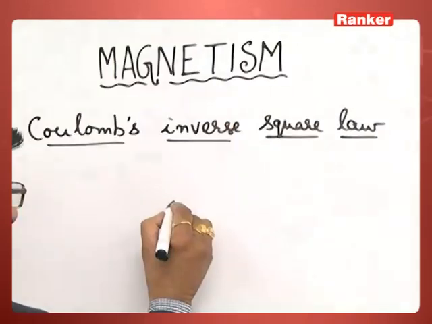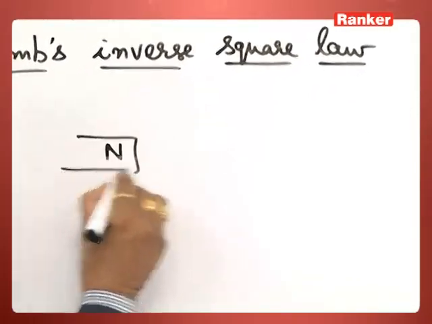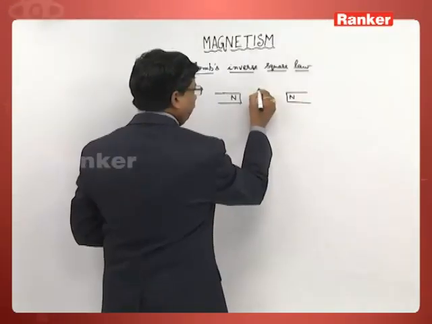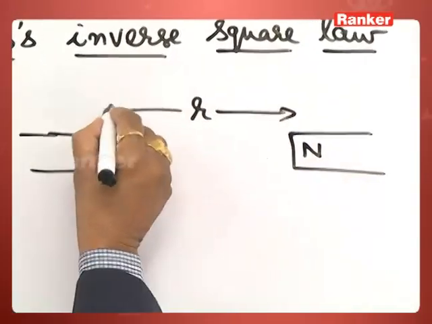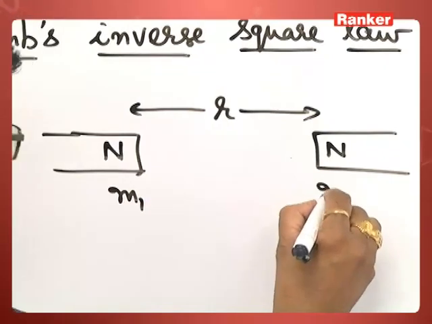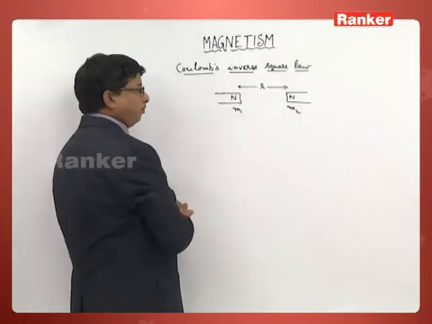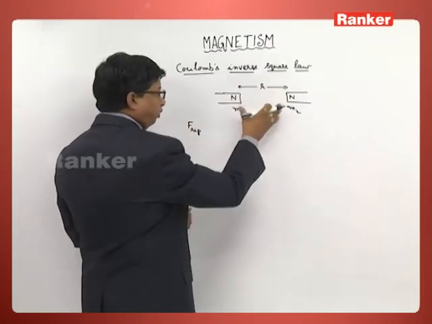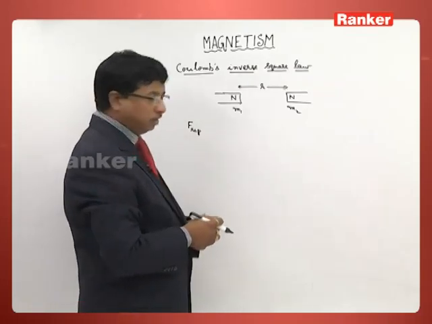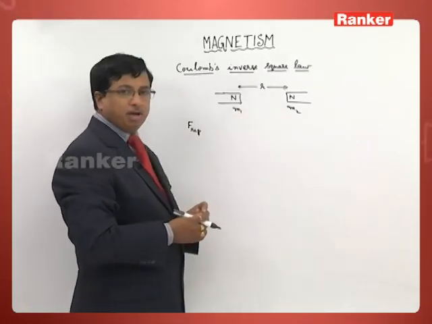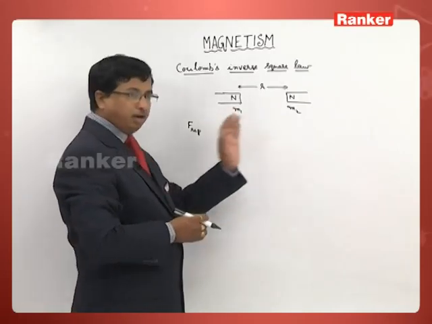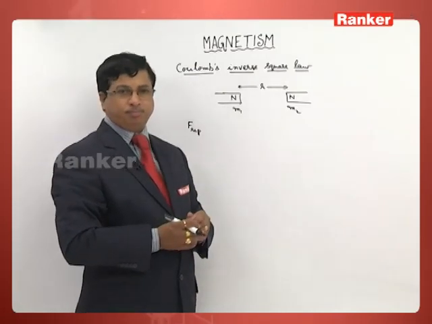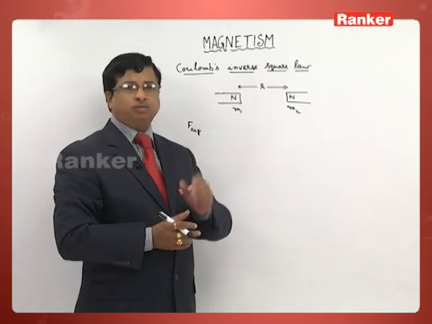Consider two north poles of two different magnets, separated by a distance r, with pole strengths m1 and m2 respectively. Then there is a force of repulsion; when one is north and one is south, it is called the force of attraction. Whether it is the force of repulsion between the poles or the force of attraction, the magnitude will be the same. Only the direction varies.